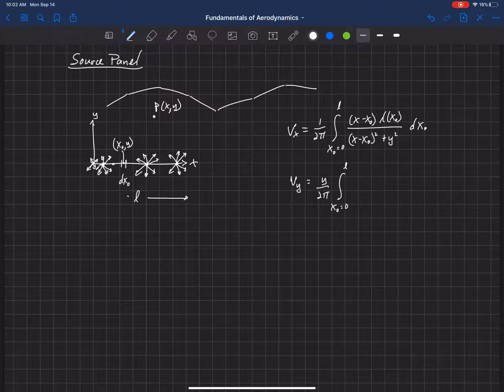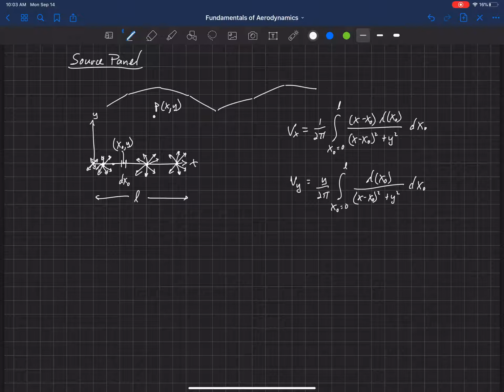That's the length of the panel there. Lambda of x naught over x minus x naught squared plus y squared dx naught. Okay, so we integrate both of those equations over x naught from 0 to L, and that will give us the velocity in the x direction and the velocity in the y direction.